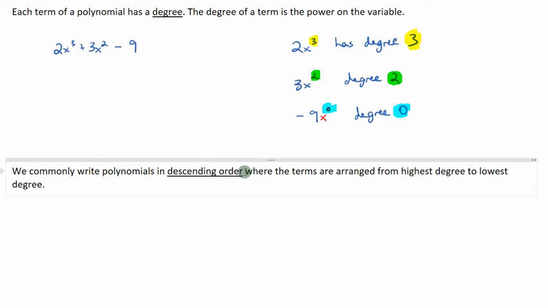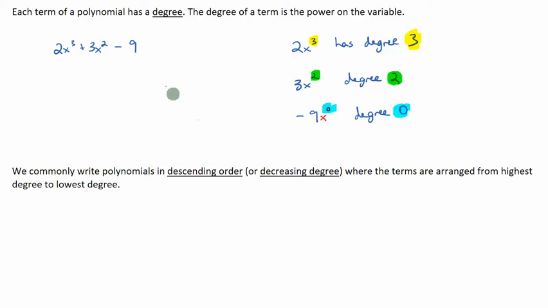Sometimes descending order is called decreasing degree as well. And that's useful because it's a little more specific as to what's happening. The degree of the terms will decrease. And so this polynomial up here could be written as 3x squared minus 9 plus 2x cubed, right? That's the same polynomial.